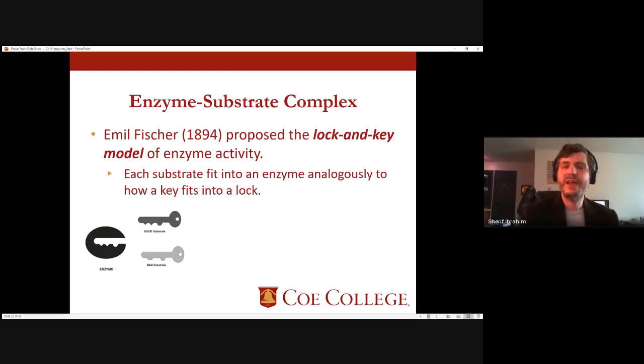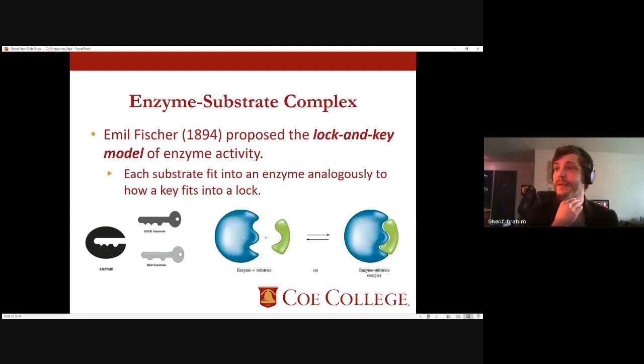I've got an enzyme. You can see it's got a little keyhole carved into it, and you've got a good substrate which fits really well into that keyhole, and you get a bad substrate that is not going to fit into the keyhole. So this explains the specificity of some of these enzymes.